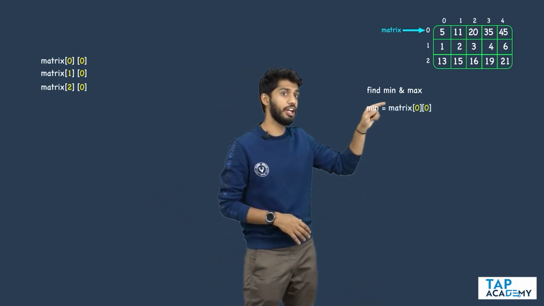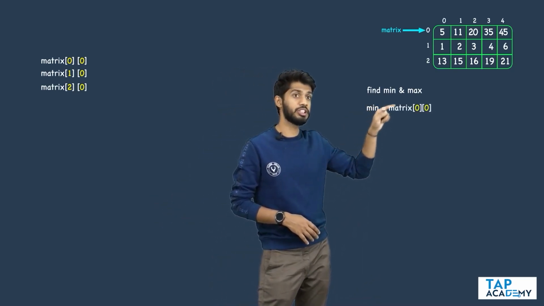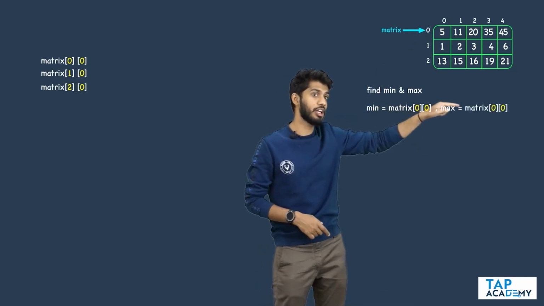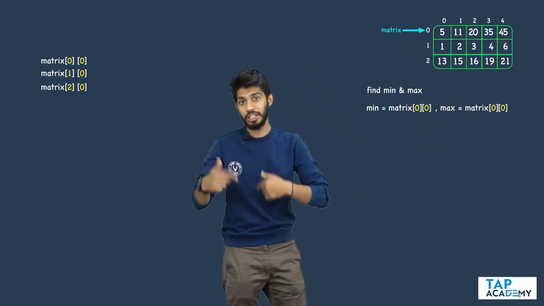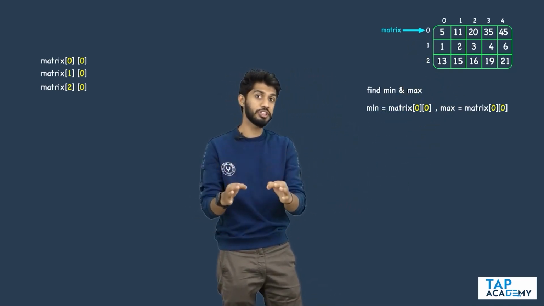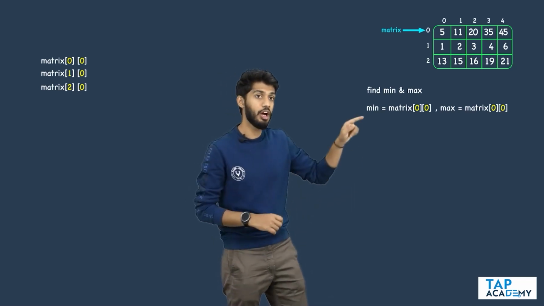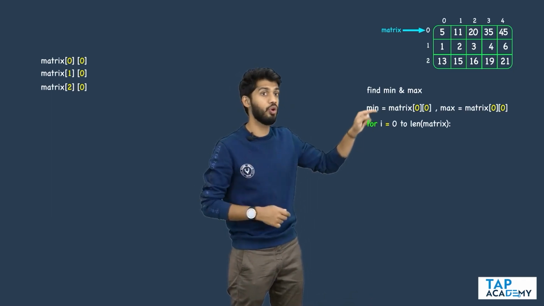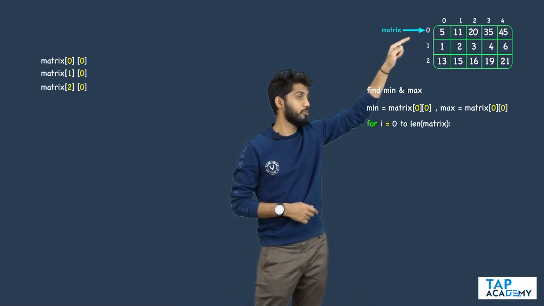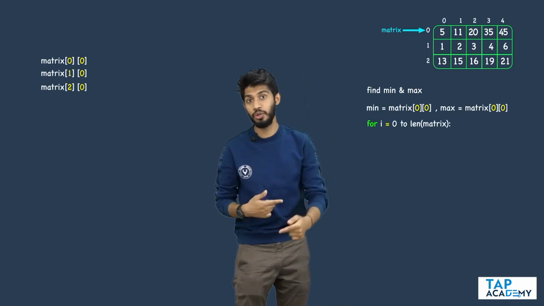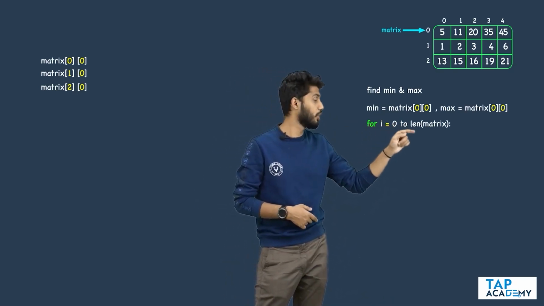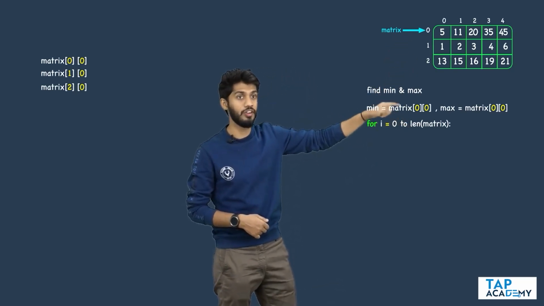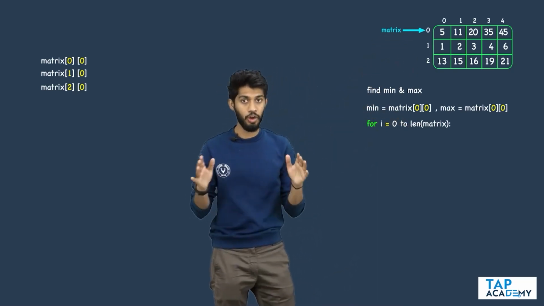First I will create two variables, min and max. At the starting I will consider the minimum value to be matrix of 0, 0, and max also I will consider as matrix of 0, 0. How to find max, we will see later on. Now first let us focus on how to find min. Now I will write one for loop. In this for loop only the row index has to change, so the value of i should go from 0 till here. I will start from 0 to length of matrix. Length of matrix will give me 3, so it will traverse 0, 1 and 2. I hope that's clear to you.